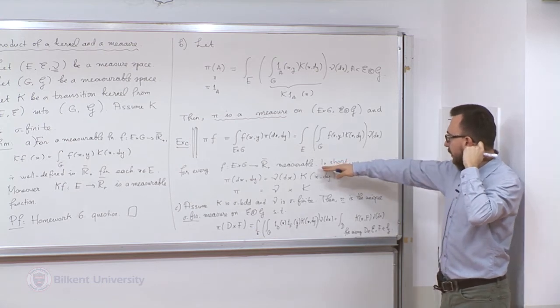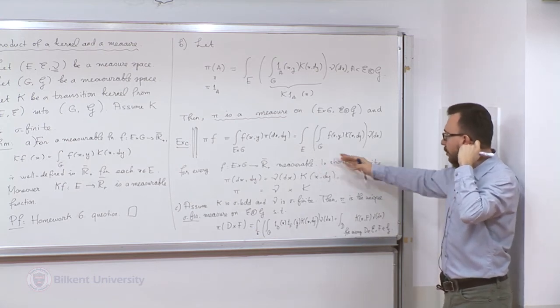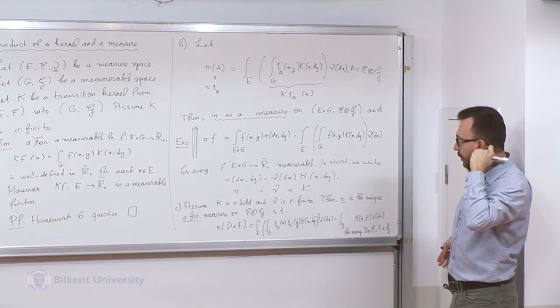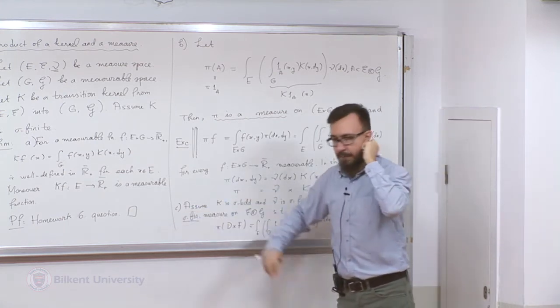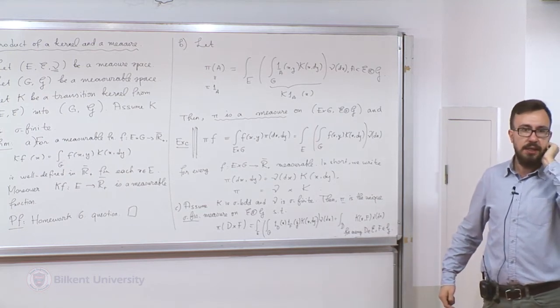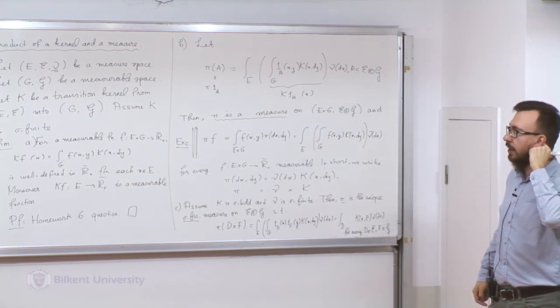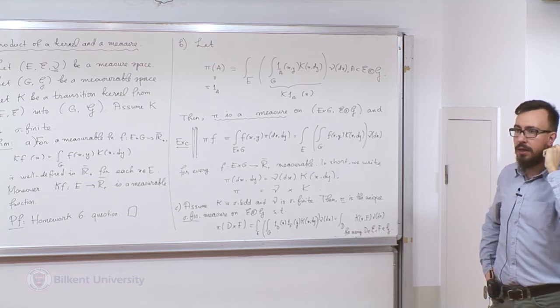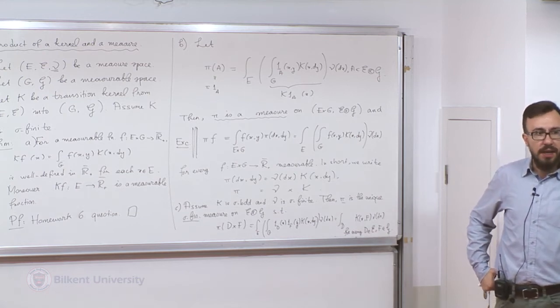And what else do we have here? Well, nothing, right? In short, we write this and that, etc., just notation. So let's pass to part C. But before that, any questions about part B? Any questions about part B?